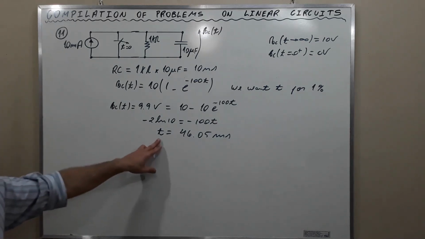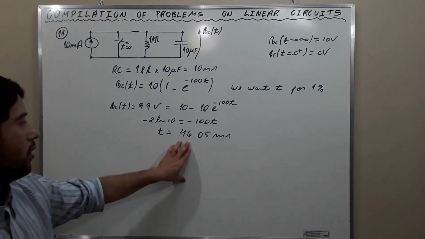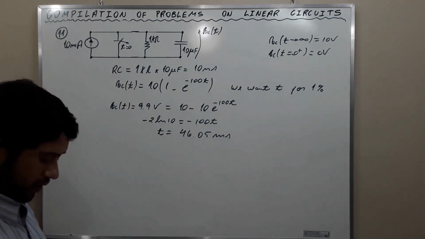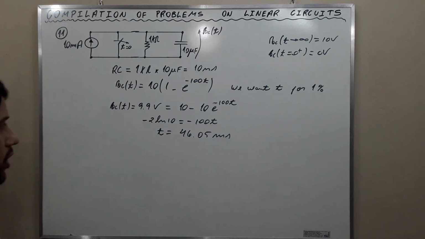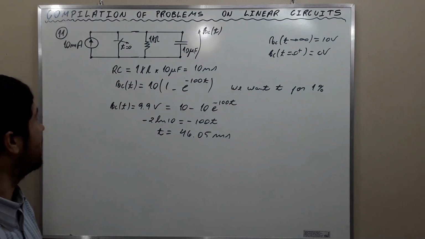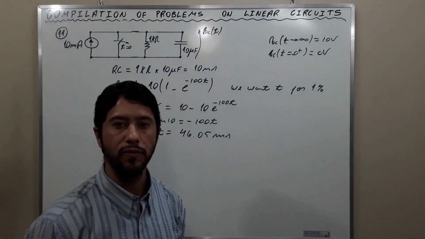And let's interpret this result. The interpretation is that it takes roughly 46 milliseconds for the capacitor voltage to reach 99% of its steady state value. Okay? This is exercise 11. Let's go to exercise 12 now.